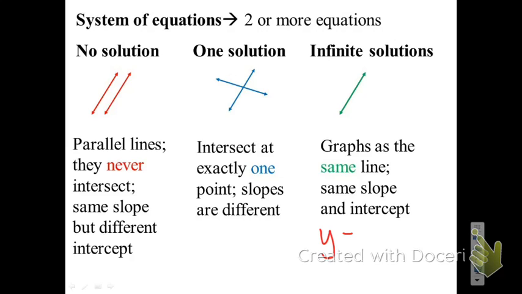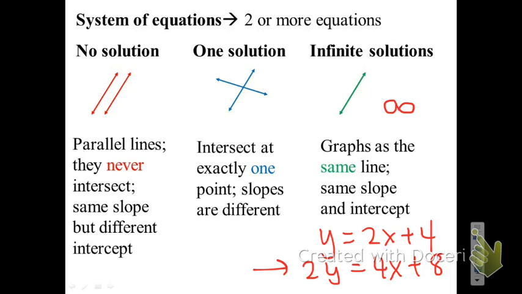We talked a lot about how it might give you an equation like y equals 2x plus 4, and another equation might look like 2y equals 4x plus 8. And the second equation, all it does is double the values of the first equation. So if you can recognize that, you will know that you have the same line and that you will have infinite solutions.